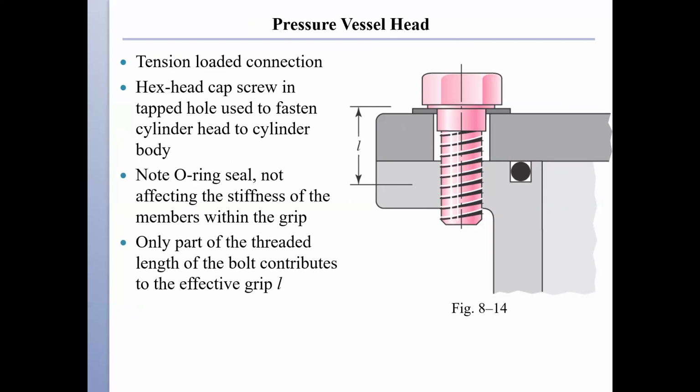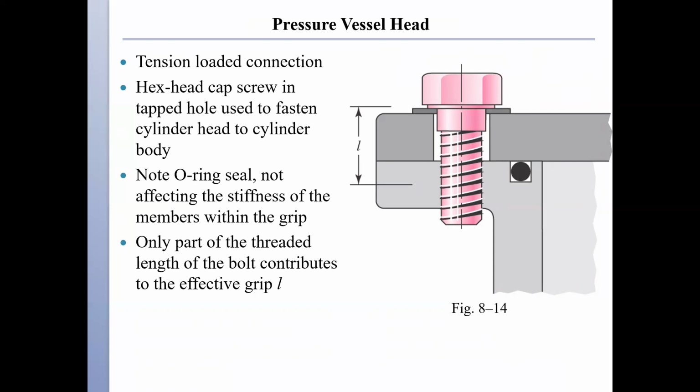Here we are looking at a pressure head vessel, and the tension now is coming from the pressure within the vessel, because the pressure within the vessel is trying to push this cap. So it's trying to separate the two parts by the pressure that's coming from the inside. So again, you can still think of these as subject to an external tension, trying to separate the two parts.